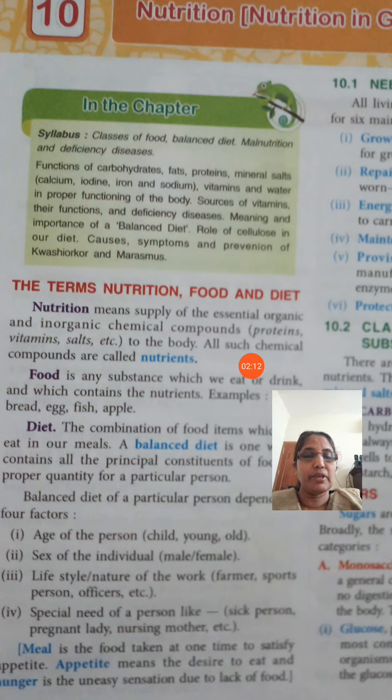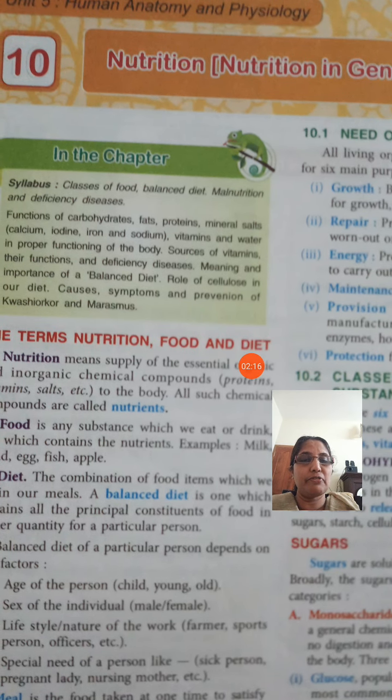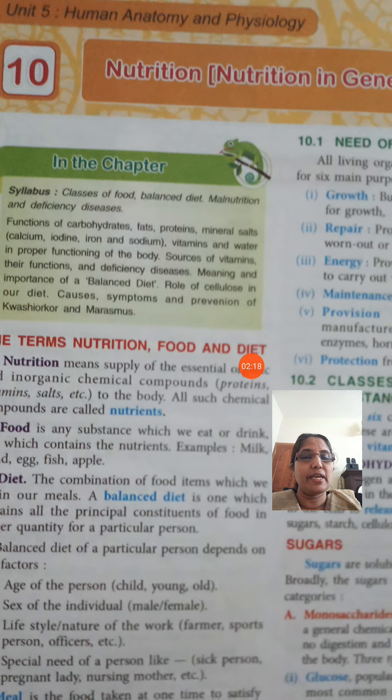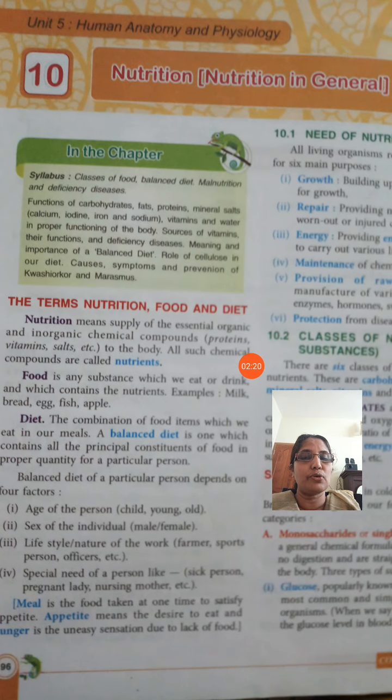Then every day we use the term the food. Food, what is the correct definition of the food? Food is any substance which we eat or drink. See the definition. Food is any substance which we eat or drink and which contain the nutrients. The nutrient containing material that we eat or drink daily is the food that we eat.